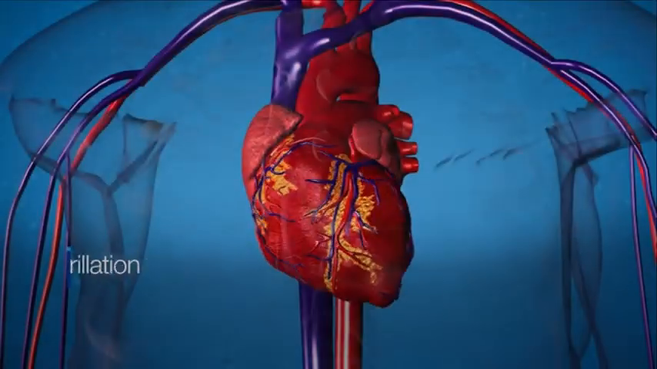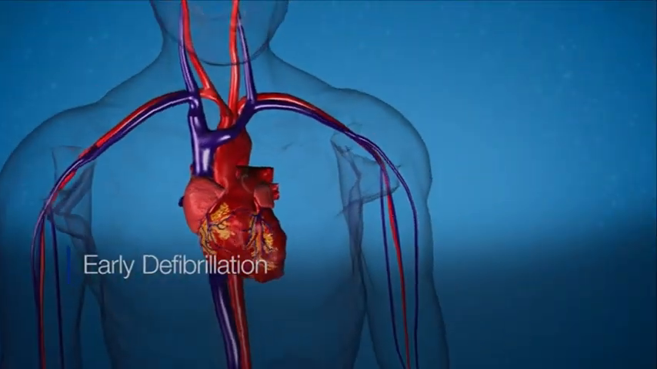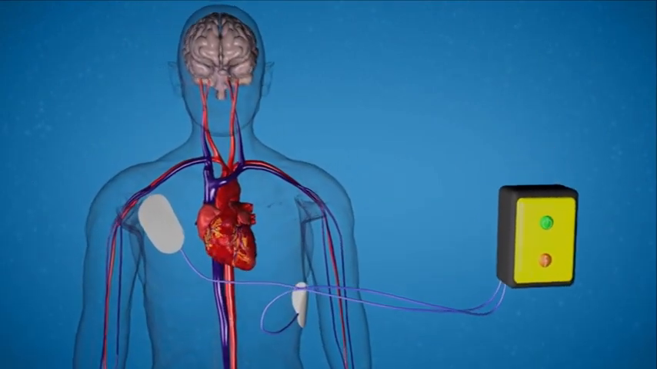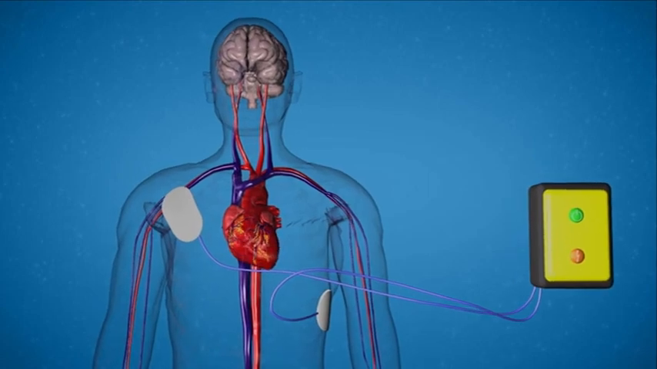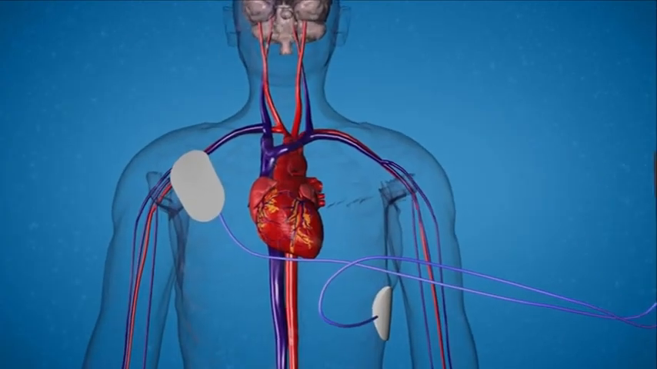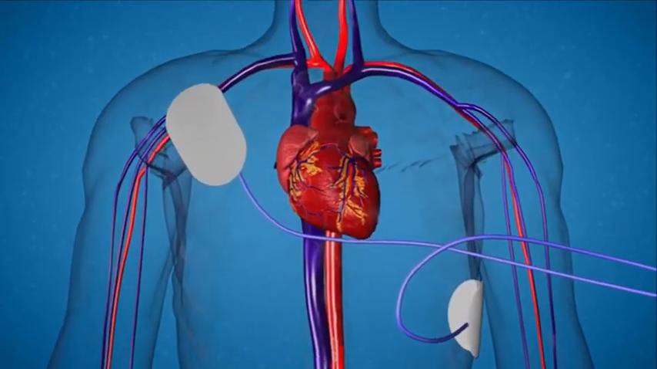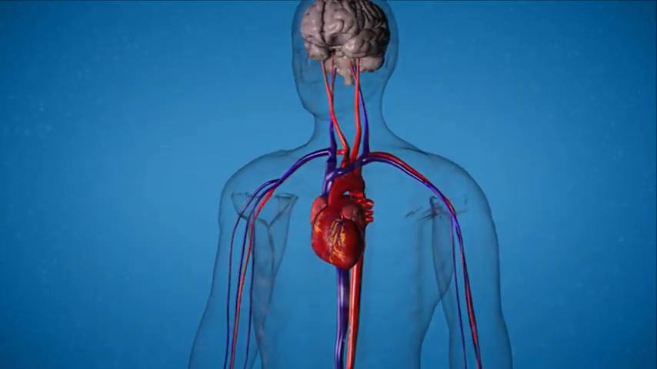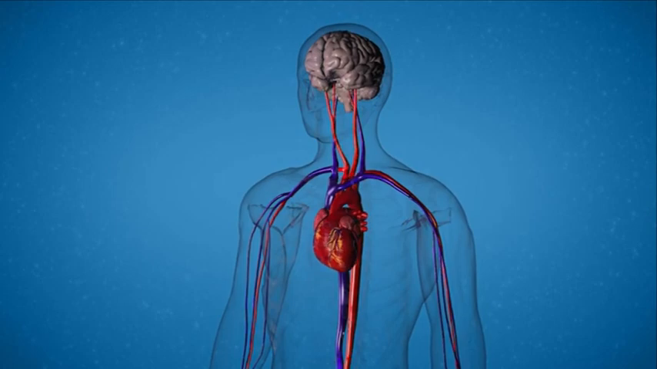The most effective way to end fibrillation is defibrillation, using a defibrillator and electrode pads applied to the chest. A controlled electric shock is sent through the heart to stop ventricular fibrillation, allowing the heart's normal electrical activity to return and restore blood flow.